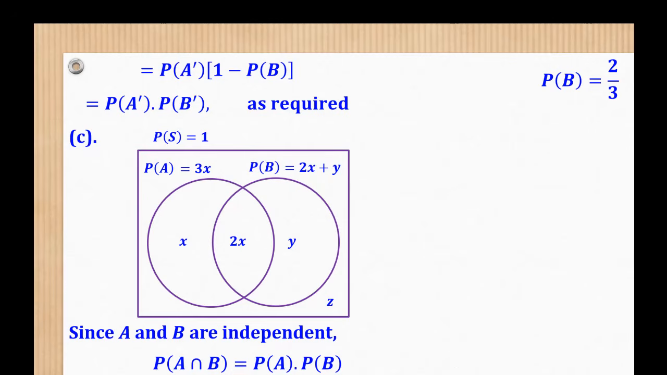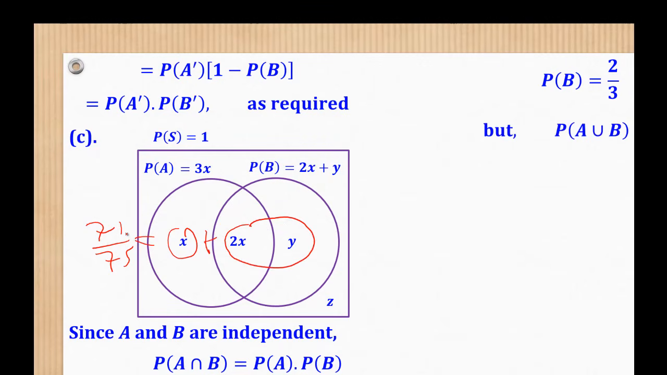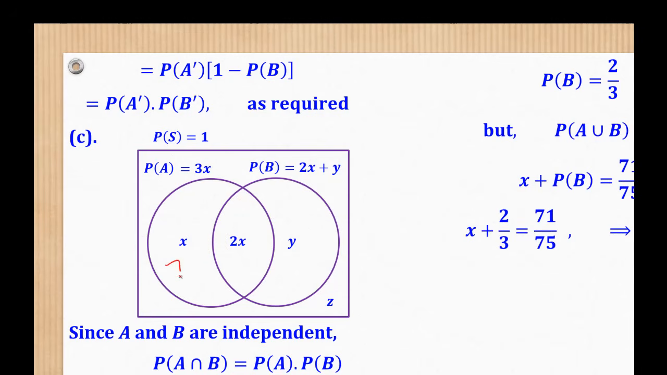Now I've got probability of B. I can also say the whole of this is probability of B. Then if I add on this, I can get this 71/75. Yeah, so probability of B, which is 2/3. So 2/3 plus X should give me 71/75. In this case, I'll get X as 7/25. So I've got 7/25. Here it will be 14/25.